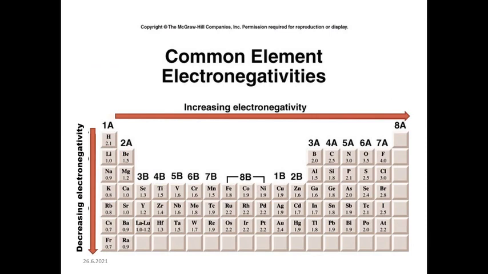Let me discuss the trend of electronegativity across the period or down a group. Okay, look at the figure. When going down a group, electronegativity decreases because the atom has low ability to attract an electron. When going across the period, electronegativity increases because the atom has high ability to attract electrons to itself in a bond.